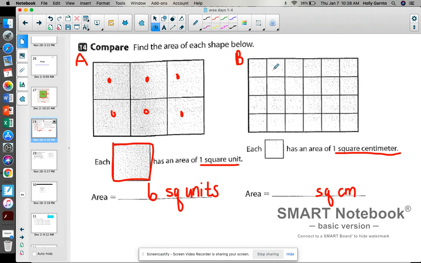All right, now this one has a lot more squares, so let's just count rows and columns and multiply. So 1, 2, 3, 4. So this side's 4. Let's count the columns. 1, 2, 3, 4, 5, 6. So there's 6 columns. So if I do length times width, 6 times 4 gives me 24 square centimeters.